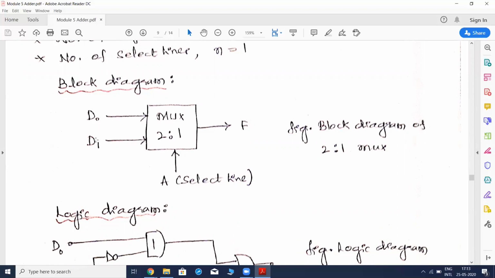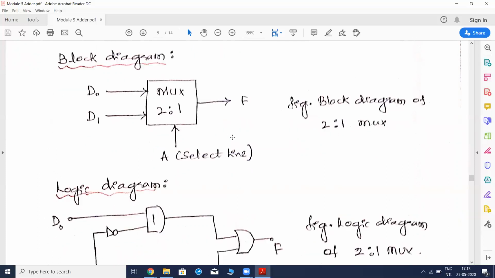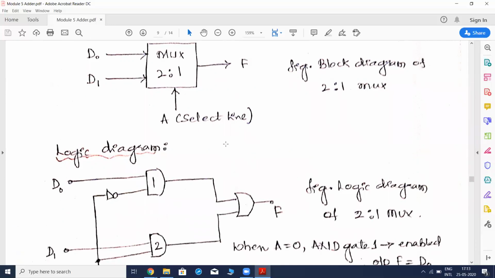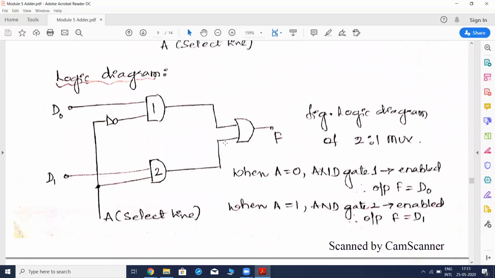We have 2 inputs, D0 and D1. Depending on the value on this select line, one of the inputs will be selected and sent to the output. Here is the function, or this is the output. This is how we represent the multiplexer. Now if we look at the logic diagram, then we'll come to know how this select line is going to work. Here we have 2 AND gates. There are 2 data inputs.